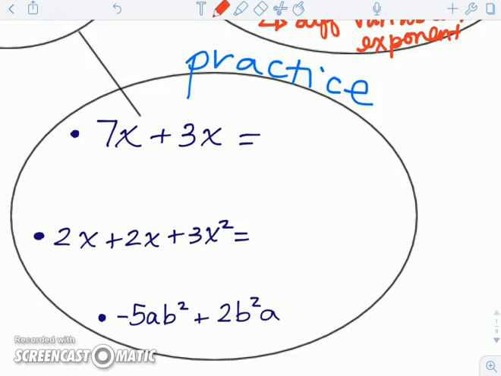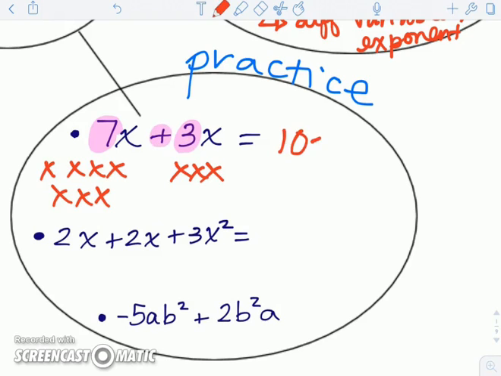I have 7x plus 3x. This is really 7 x's lined up, and then 3 x's lined up. And it's asking us how many x's do we have all together. All we're going to do is add these coefficients because the middle operation is add. So really the answer here is 10x.